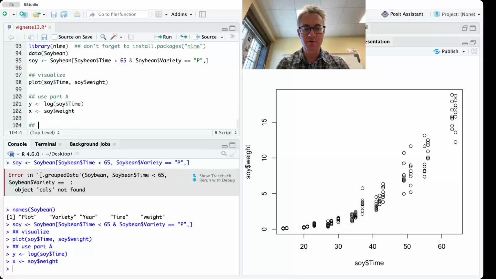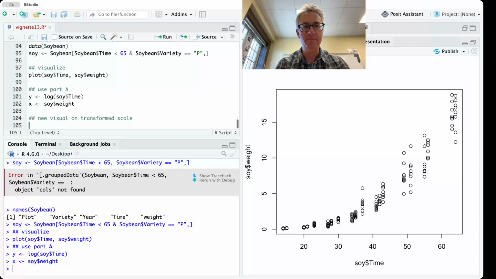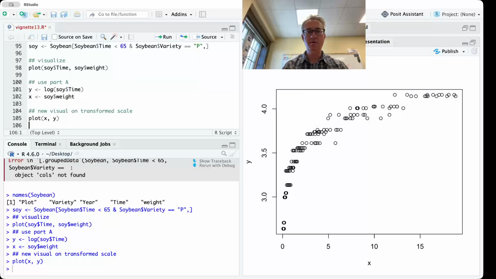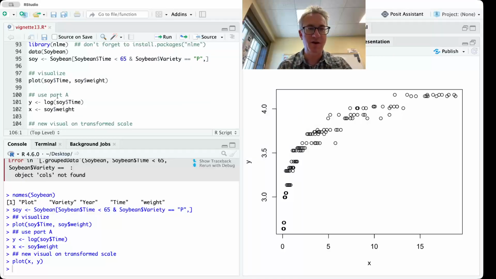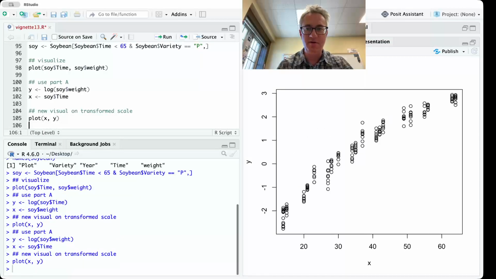Okay, and so new visual on transformed scale. Okay, so clearly, I didn't, oh no, I did it right. Oh, I see what I've done. I've inverted the x's and y's. It should be log of soy weight. Weight is the output, and time is the input. Sorry, I totally messed that up.